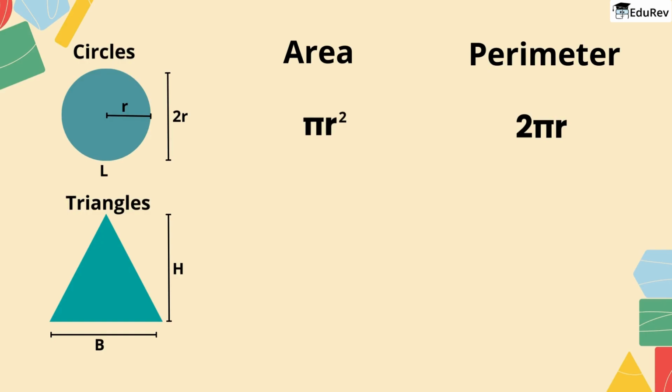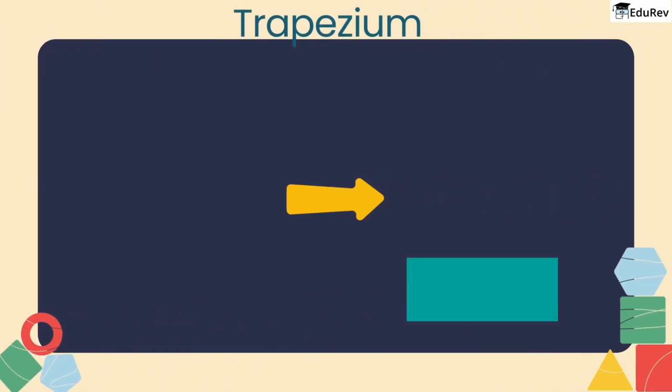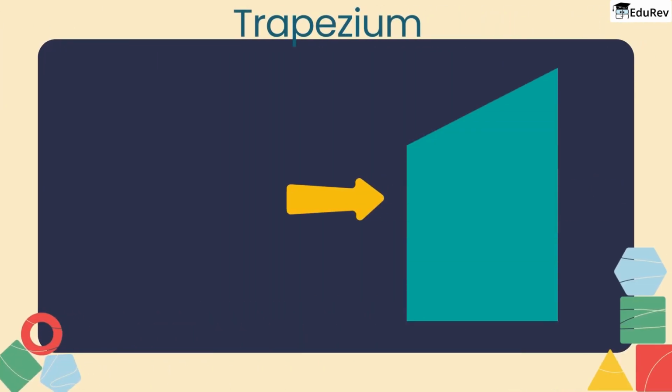In triangles, area is equal to half times base times height. For parallelograms, area is equal to base times height. Got all that? Great! You're already familiar with these concepts. So let's start something new. Have you ever seen a trapezium?